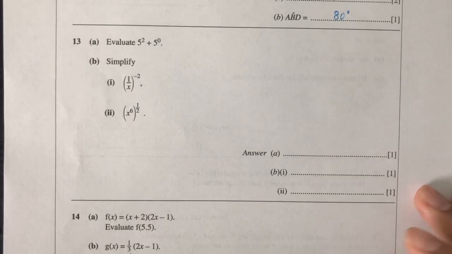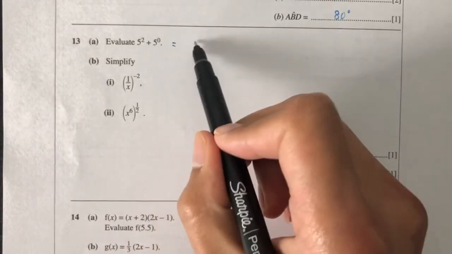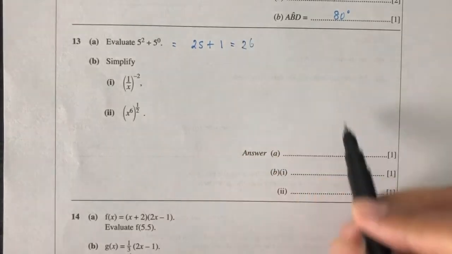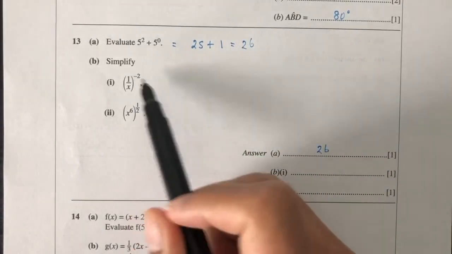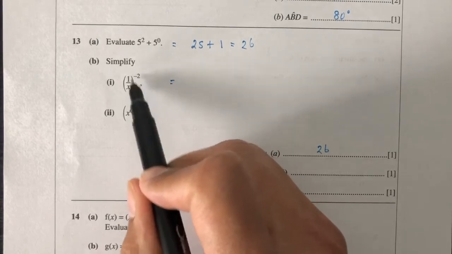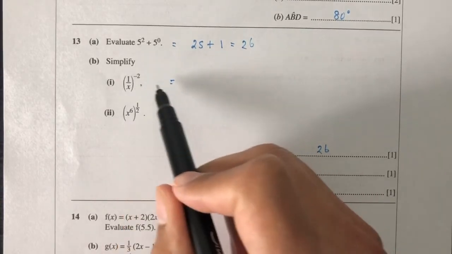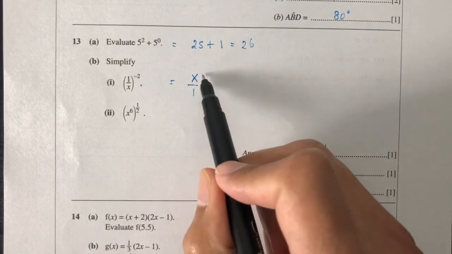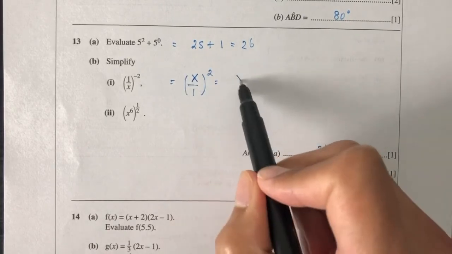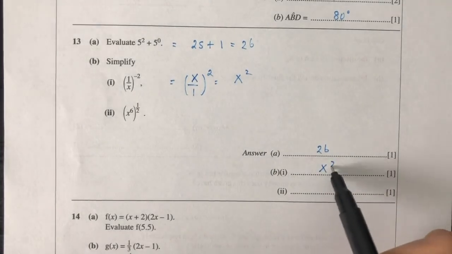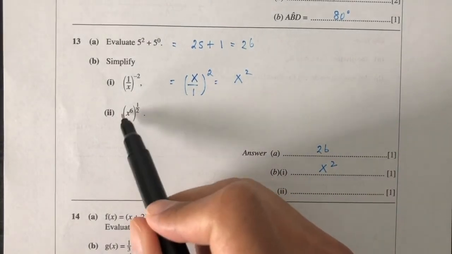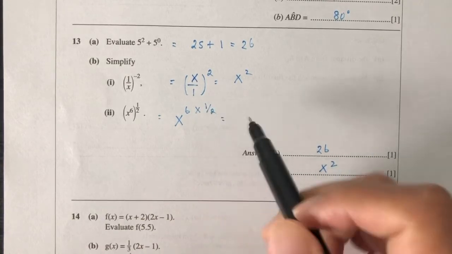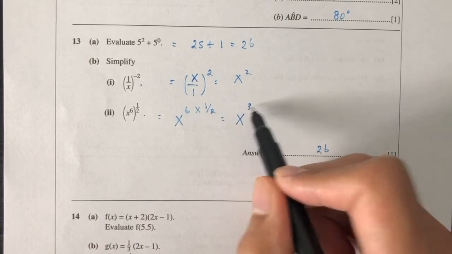Now question number 13, evaluate this one. So 5 power 2 is 25 plus 5 power 0 is 1. So 26 will be your answer. Now simplify. As you can see, the power is negative, so we have to flip the inside up and down. So x goes up and 1 goes down, and this becomes positive. So it becomes x squared. Now for this one, we have to bring the power inside. You will have x power 6 times 1 over 2, which becomes x power 3.